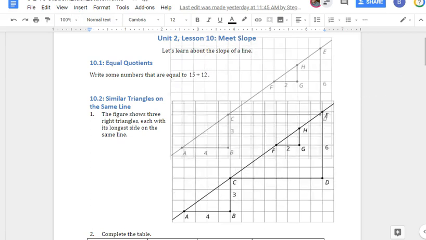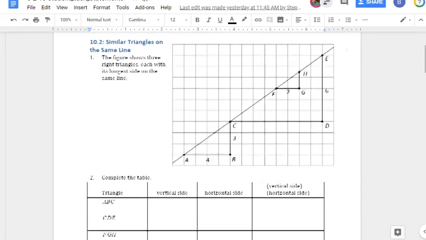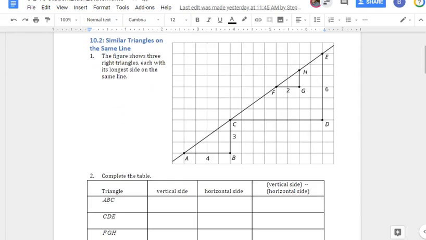All right, so on 10-2, we look at similar triangles that are on the same line. So as you can see, there are 3 right triangles on this graph. And I'm drawing each one of them in a different color. And as you can see, they are all connected using this same line right here.